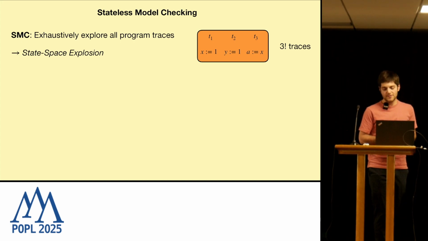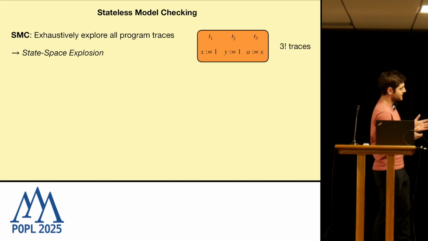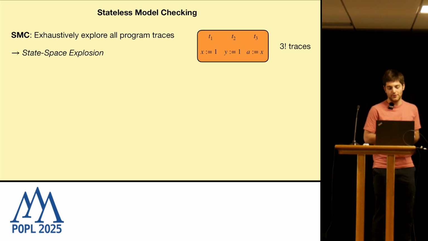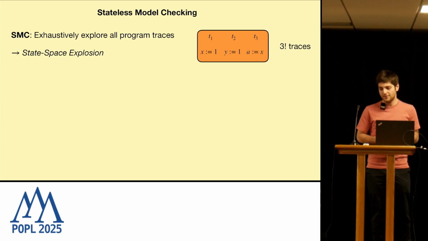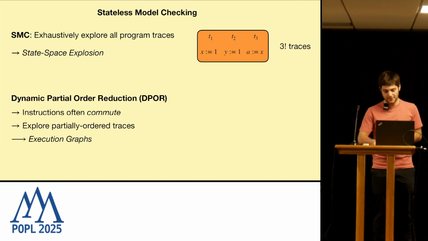But of course, this doesn't scale. As you can see, it's the state space explosion problem. The more you increase the size of the program, the more the number of traces increases exponentially.